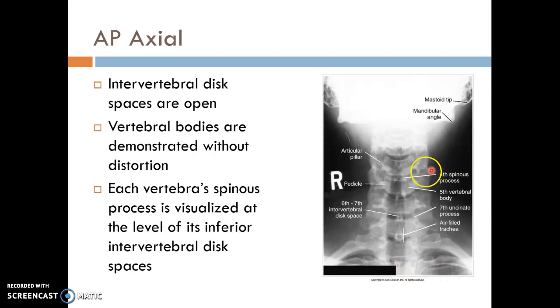Intervertebral disc spaces are open. The vertebral bodies are demonstrated without distortion. Each vertebra's spinous process is visible at the level of its inferior intervertebral disc space, seen right here.